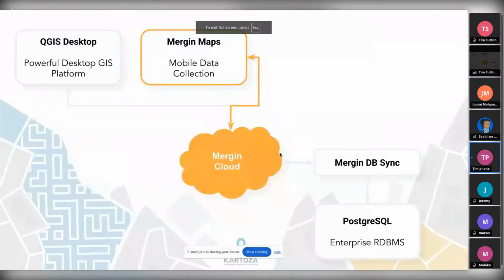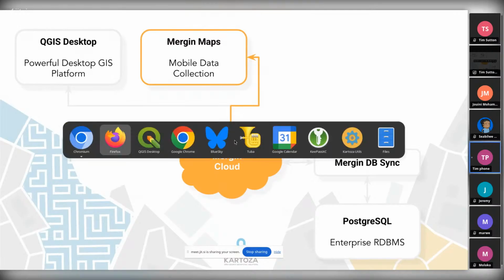Okay, so just to keep track in the journey. Now we've done the desktop, we've created a project, we've synchronized our data to Mergin Cloud. Now we've been onto the mobile environment, opened that project, captured data on it, and it's synchronized back to Mergin Cloud.